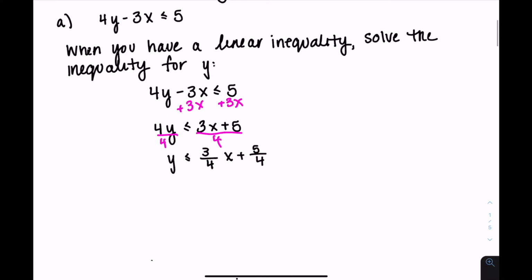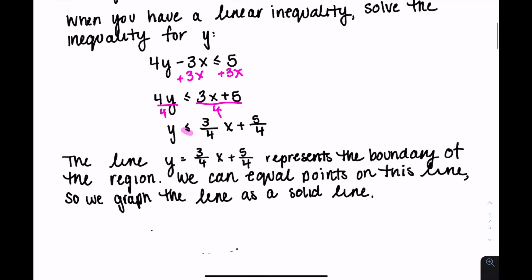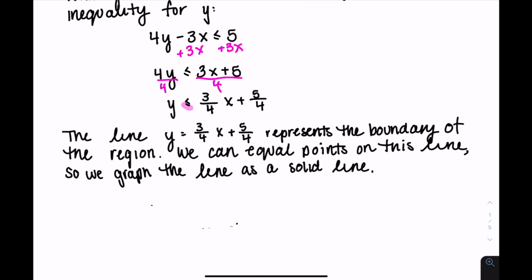And what this is saying is I can take the points that are less than or equal to this output. So any y value that is below or equal to this line will satisfy this inequality. The line where you replace the inequality by an equal sign represents the boundary of the region. We can equal the points on the line because it's got that less than or equal to symbol. So we're going to graph this as a solid line.